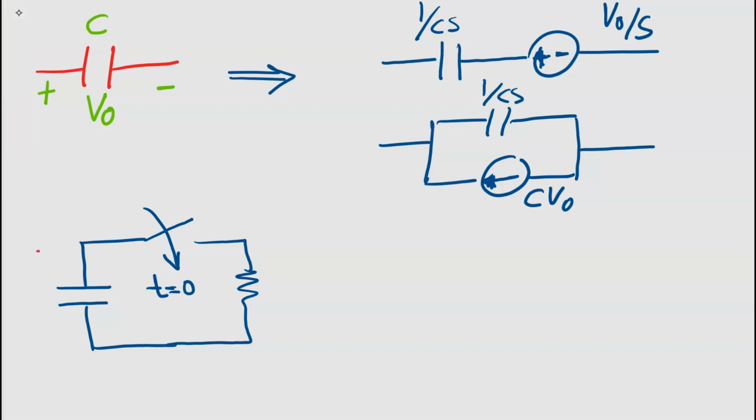Now remember that this capacitor has an initial voltage equal to V0, and the switch is going to be closed. The question is that what is the natural response? So we are looking for the natural response of this circuit.